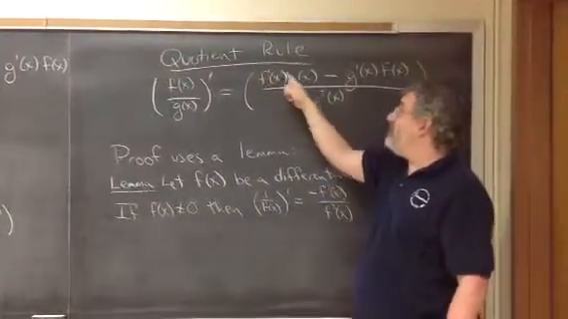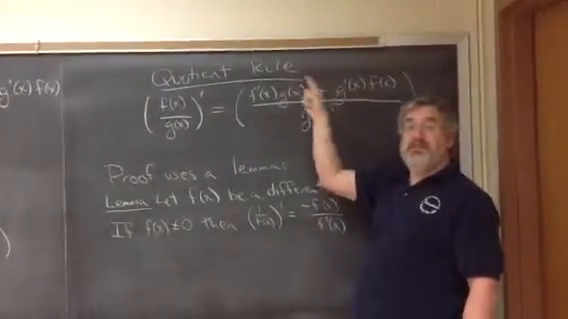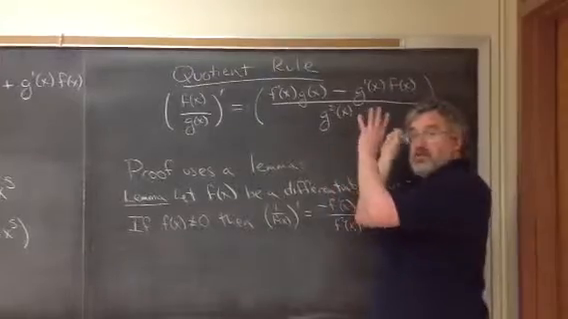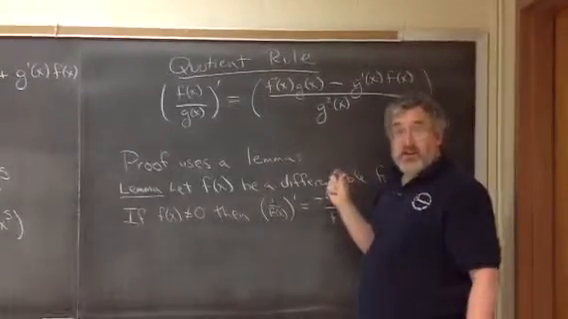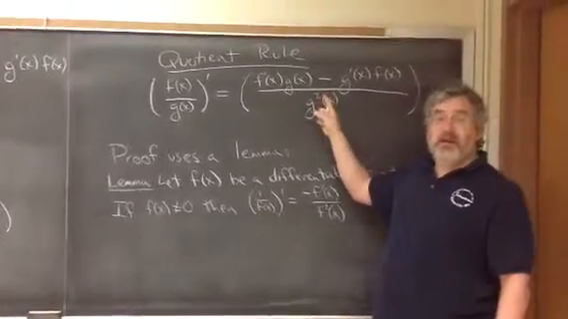It's f prime times g minus g prime times f. The order of these two is important, which one has the derivative where. There are some mnemonics to remember it, but the key is just find a way that actually works to remember it. What I'm going to do to prove this, first I'm going to write a little lemma.